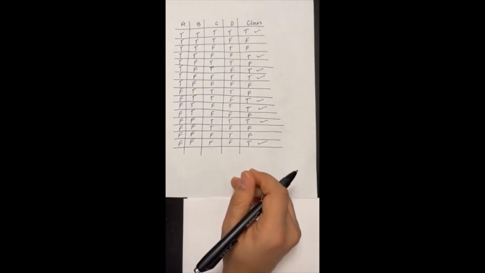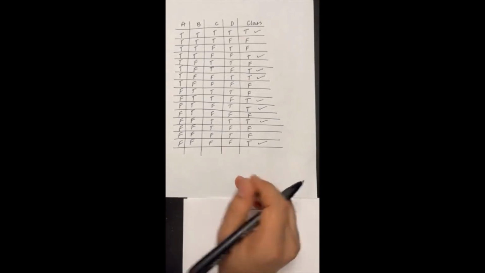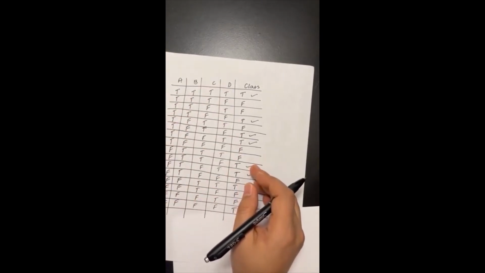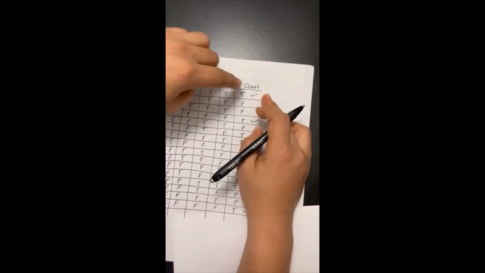Hello everyone, I'm Ram Karki, and in this video I'll show you how the decision tree works for the following example, which is a Boolean expression. With the help of this data set, I have to predict the class with the help of the given attributes A, B, C, and D.